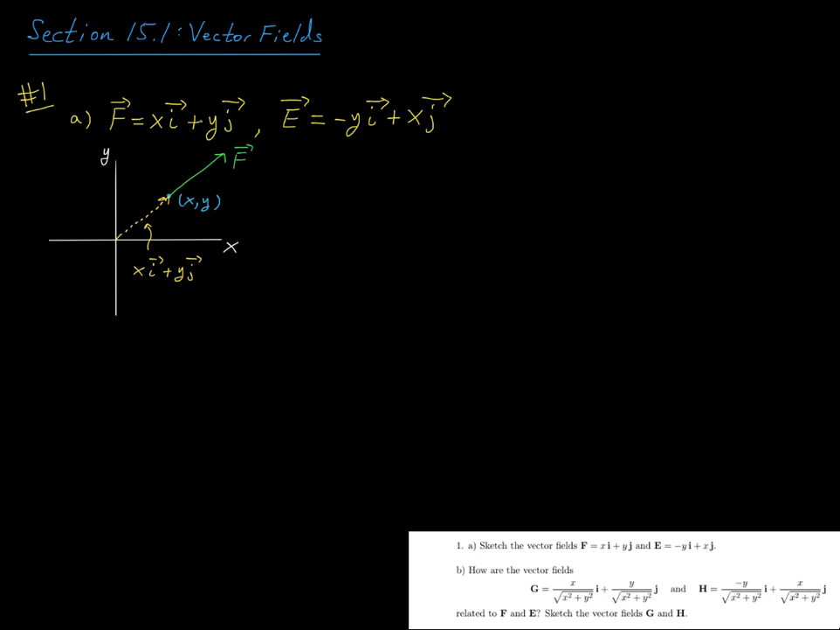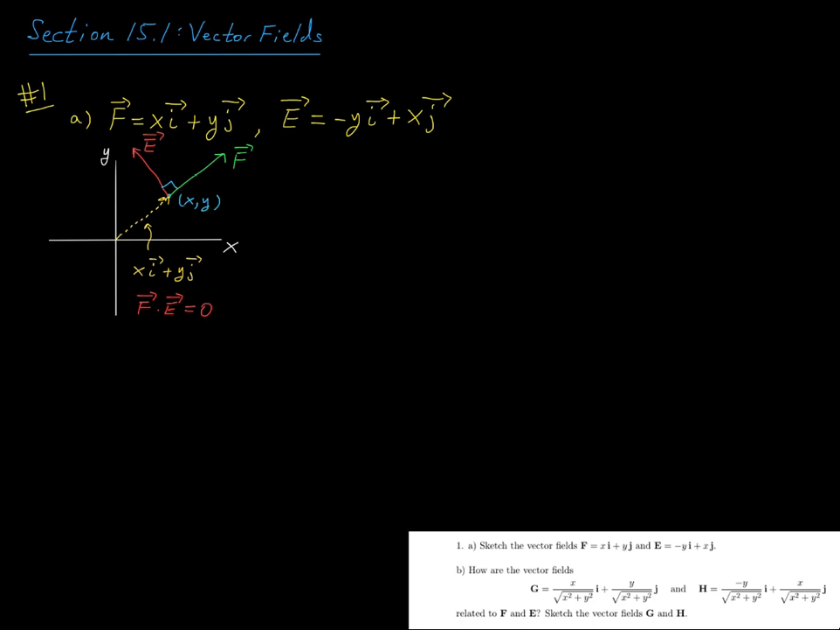And now for E, well, we're just swapping the components of F and putting a negative in front of y. So notice if I take the dot product of these two vectors, I get 0. So in other words, these two vectors are perpendicular. And if this point (x, y) is in, say, the first quadrant where x and y are both positive, then negative yi says E will point to the left and xj will point up. So E would then look like this. Okay, so these two vectors are perpendicular. They have the same magnitude, which is just the square root of x squared plus y squared, which is just the distance from the origin to this location (x, y).